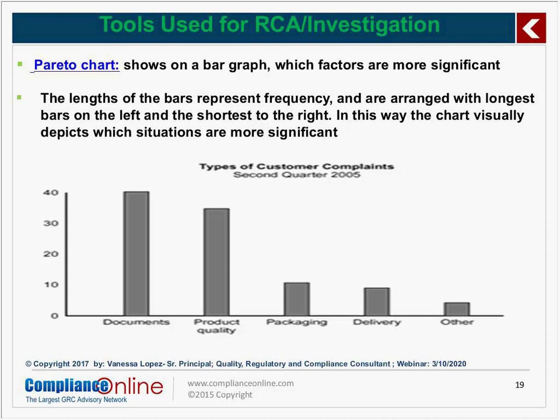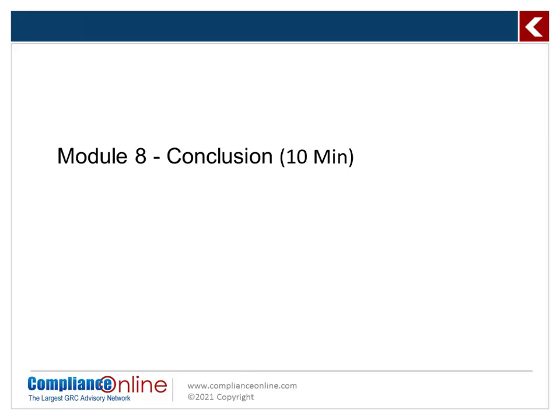The length of the bars represent frequency and are arranged with the longest bars on the left and the shortest to the right. In this way, the chart visually depicts which situations are more significant. The y-axis is frequency or quantity, and the x-axis is possible causes. So in this particular one, you could see you have documentation, you have product quality, you have packaging, you have delivery, and others.